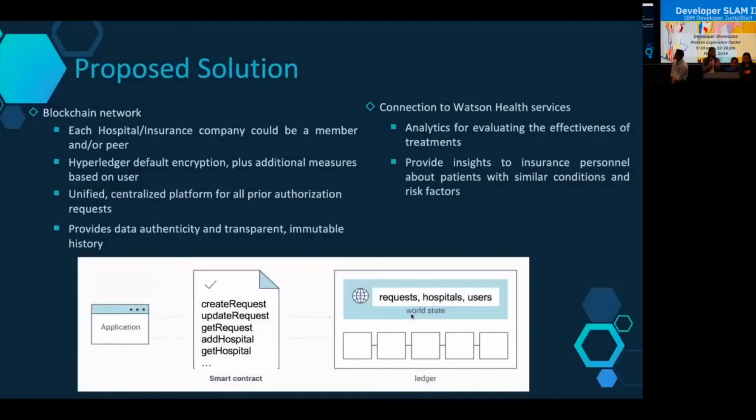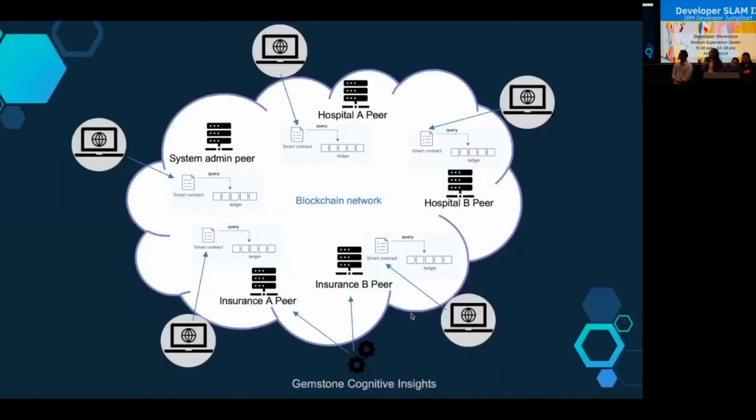So say we have the application interface. Any of these requests, all these transactions are going to update the state of our blockchain and add those transactions to the history. Just to highlight some of these, we have the hospitals acting as peers in our network, the insurance company, probably a system admin, and this is where we see the Watson Health integration could be beneficial to the insurance agents.